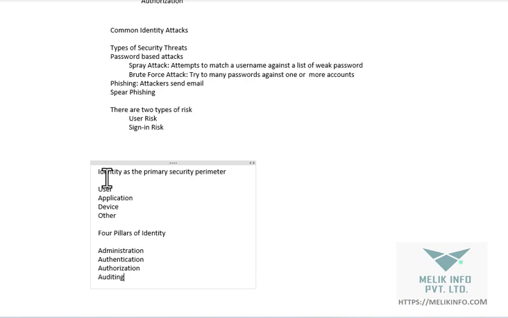Now, when we talk about auditing, it is tracking your activities, such as what, when, where and how the authenticated user performed the task. It helps you to create in-depth reporting. It can generate alerts and supports governance of the identity.